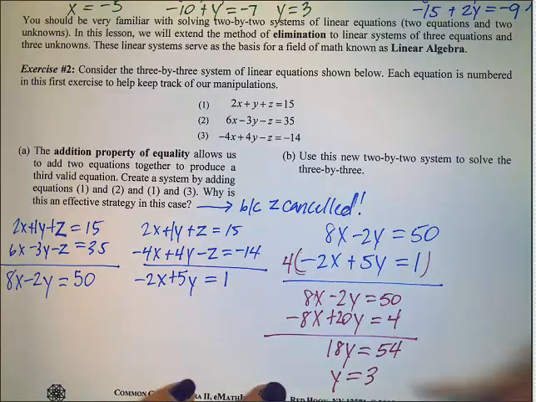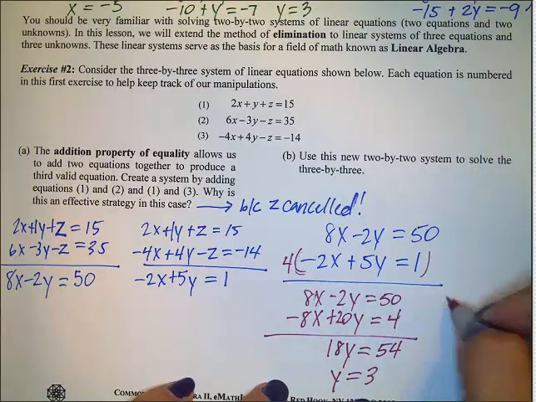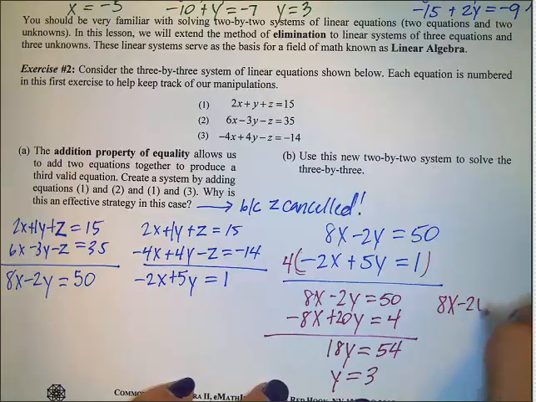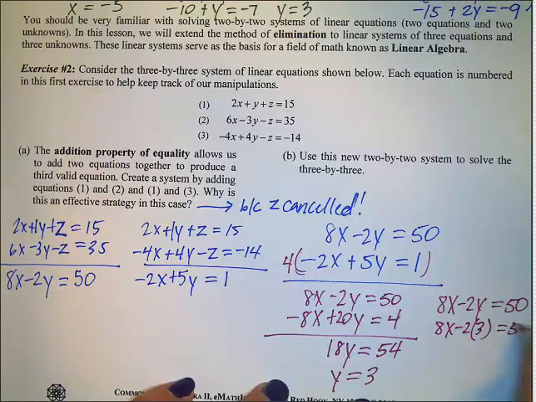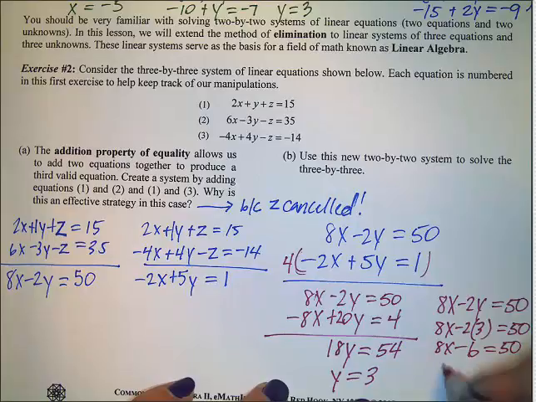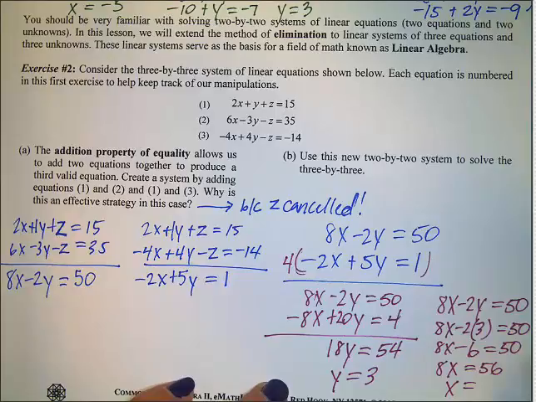So I'm going to use whichever equation is easier. Kind of looks like they're the same. So 8x minus 2y equals 50. 8x minus 2 times y, which is 3, equals 50. 8x minus 6 equals 50. Add 6, so 8x equals 56. So x equals 7. All right, we're 2/3 of the way there.